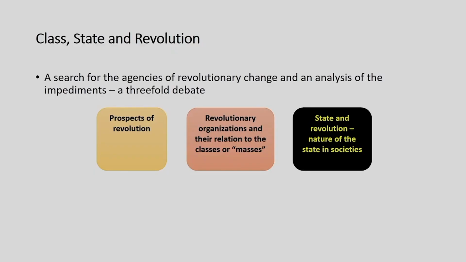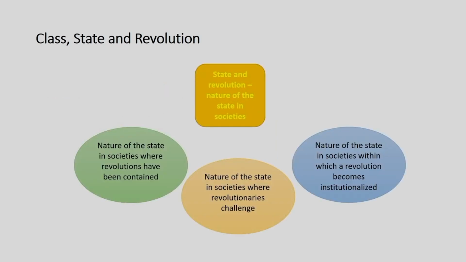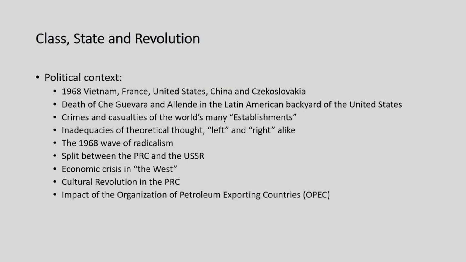Second, revolutionary organizations and their relation to the classes or masses, and third, state and revolution, the nature of the state in societies where revolutions have been contained, where revolutionaries challenge the state, and in societies within which a revolution becomes institutionalized.